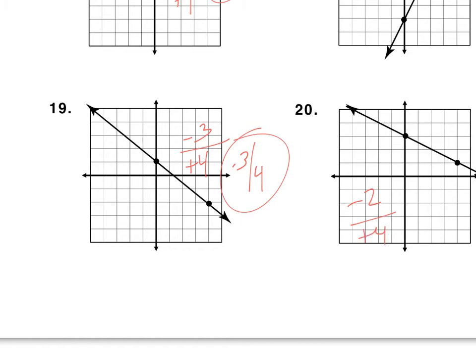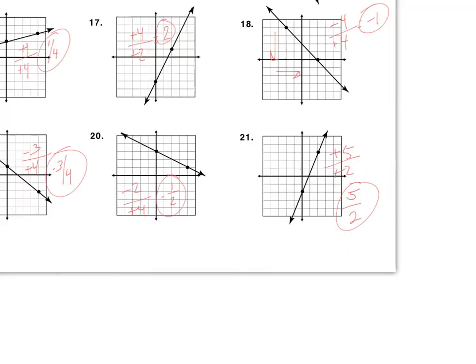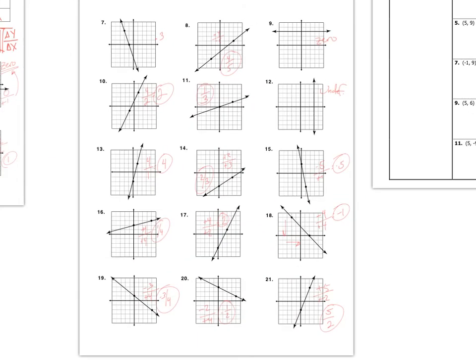On number 20, this goes down 2 and to the right 4. Again, it's not -2 over 4. It's just -1/2. All right, last one, positive slope. This one goes up 1, 2, 3, 4. It goes up 5 and over 2. So we're just going to call it 5/2. Okay, so all good there.